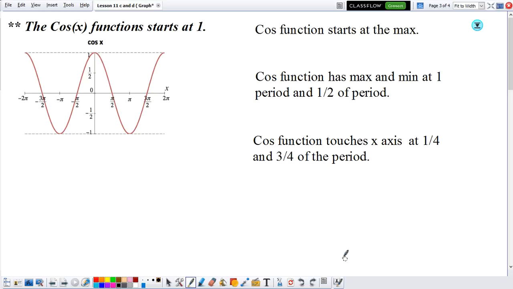Now this is a continuation of the lesson on graphing sine and cosine functions, and now we're going to look at cosine. It might appear that it's basically the same shape or the same graph as sine functions, but there's a slight difference. Cosine functions don't start at the origin. Cosine functions start at the maximum, or the amplitude. So we're not going to start at the origin, but we're going to start at the amplitude.